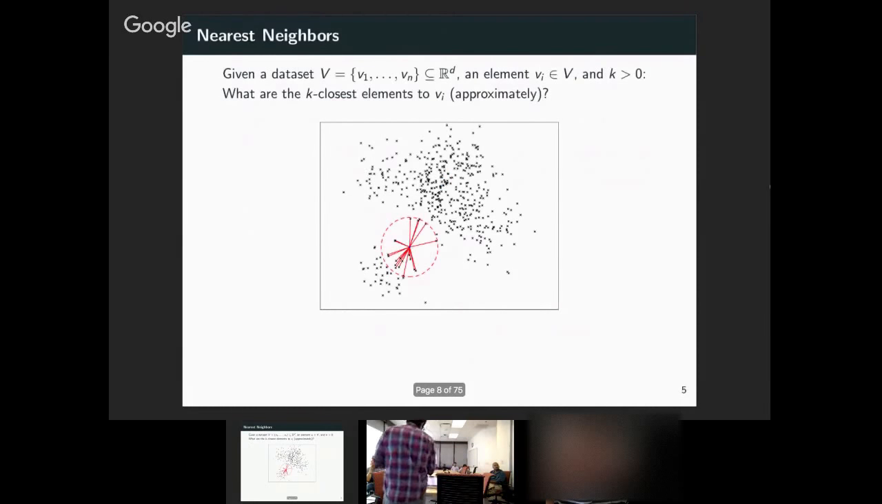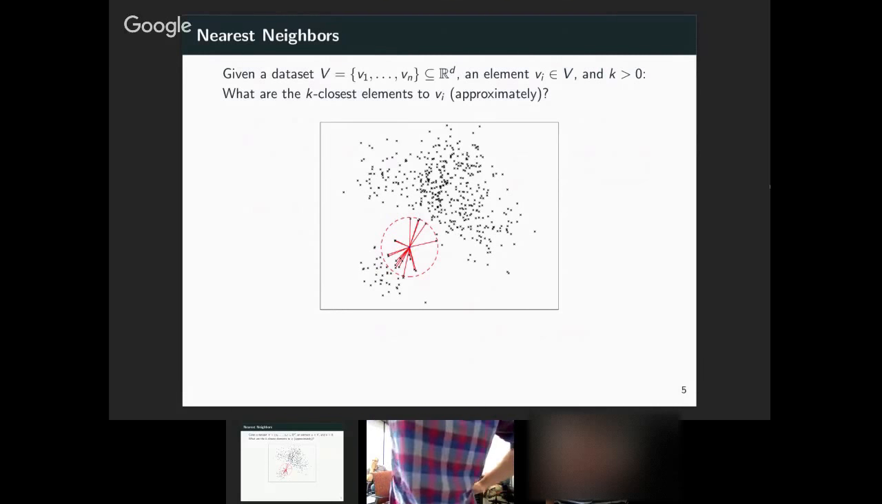So a second, more involved example is the case of nearest neighbors. Here we have a large data set v1 through vn in R^d. For a certain vector vi, and for a certain parameter k, we want to know what are the k closest elements to vi. We can also ask the same question about approximate nearest neighbors.